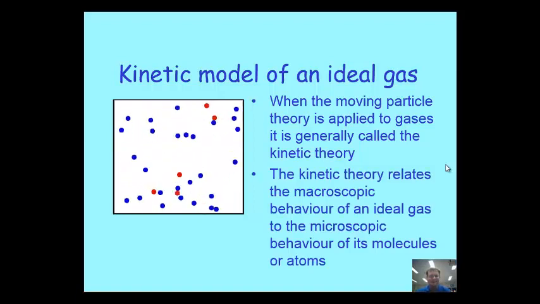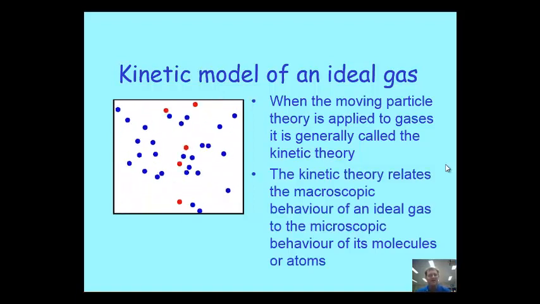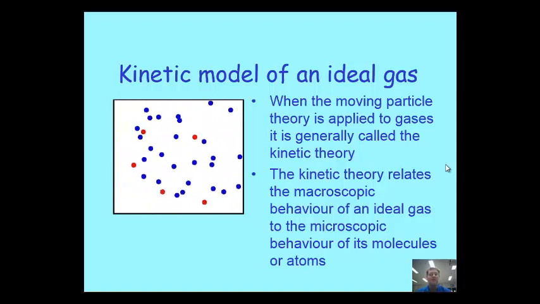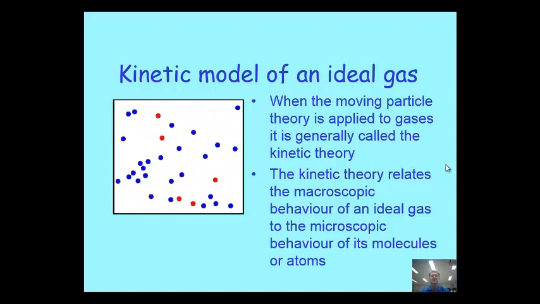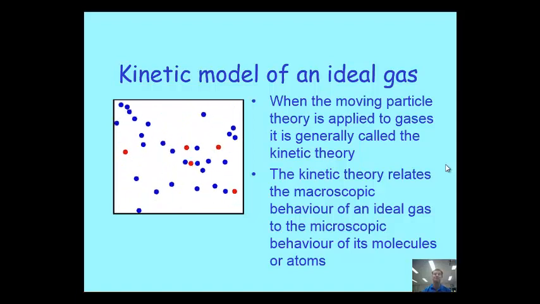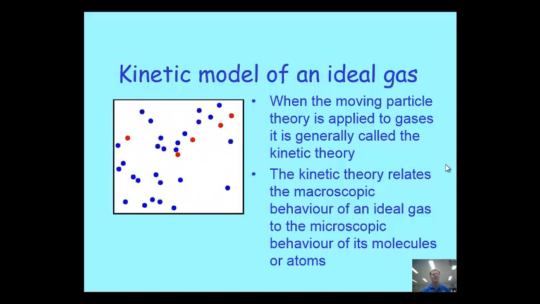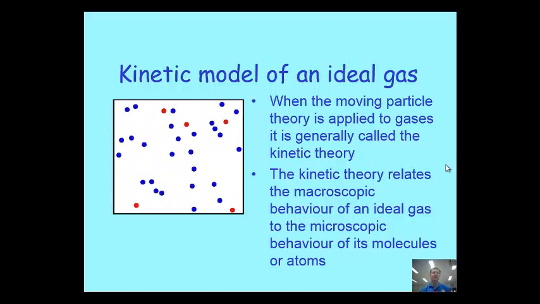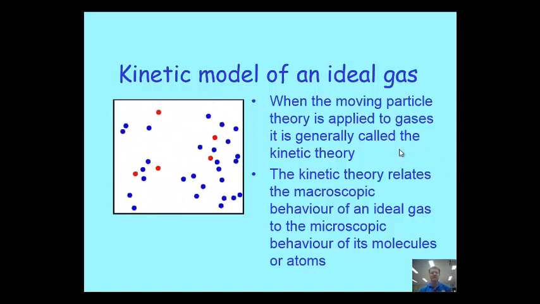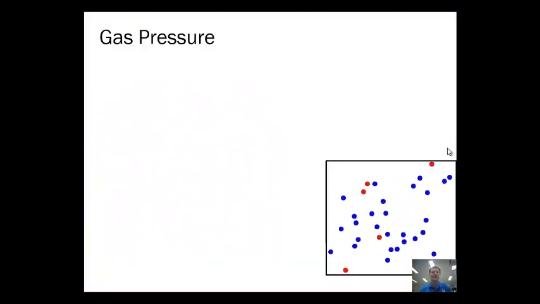So this kinetic theory is really useful because it allows us to think about macroscopic behavior of an ideal gas and use microscopic behavior of its molecules to explain those things. So we try and put those two things together as a link between the macroscopic and the microscopic world. Let me give you an example of this. We can start off thinking about gas pressure.